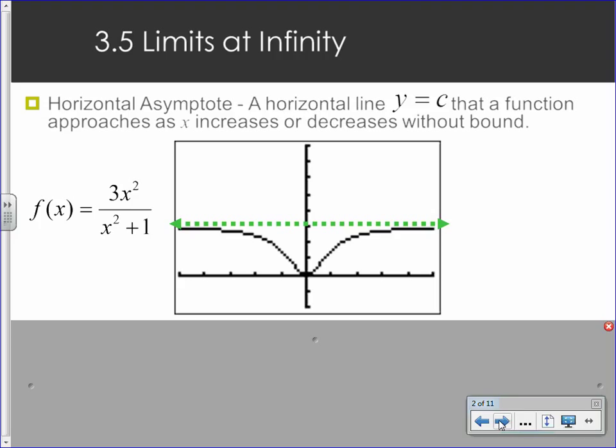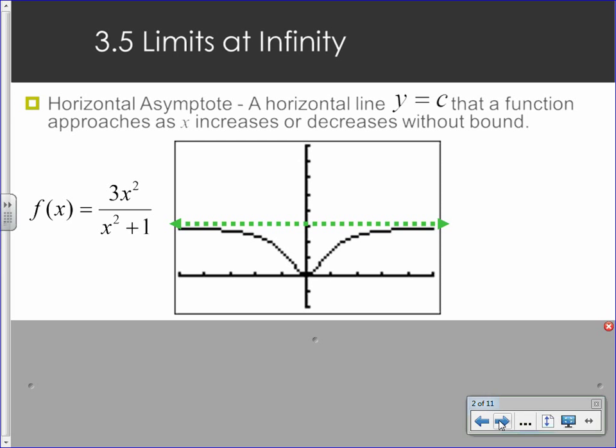You may remember that from Algebra 2 and Pre-Calc, graphing some of those crazy rational functions where it did cross the horizontal asymptote. What matters is what's happening towards infinity and towards negative infinity. So that is what we're going to use it for.